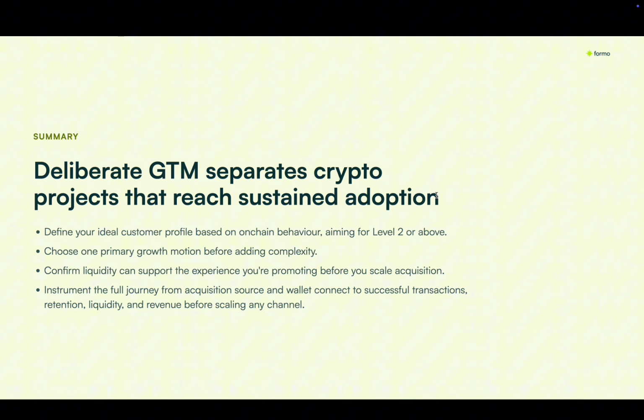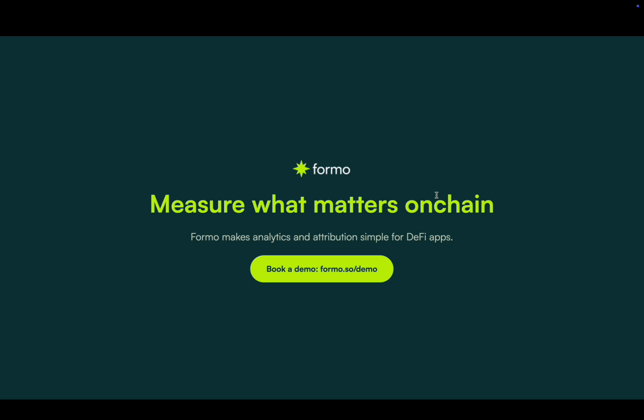Start by defining your ideal customer profile based on on-chain behavior, aiming for level 2 or above. Choose one primary growth motion before adding complexity. Confirm liquidity can support the experience you're promoting before scaling acquisition. And instrument the full journey, from acquisition source and wallet connect to successful transactions, retention, liquidity, and revenue. That gives the team a foundation for scaling each channel with better data. The goal is to measure what matters on-chain.